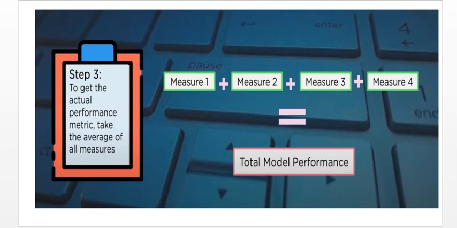Step 4 is to test the model on the test set. We use the test set to evaluate the model and compute performance metrics such as accuracy, precision, recall, F1 score, or mean squared error. And then we get the average of all these measures. This average is equal to the overall model performance.